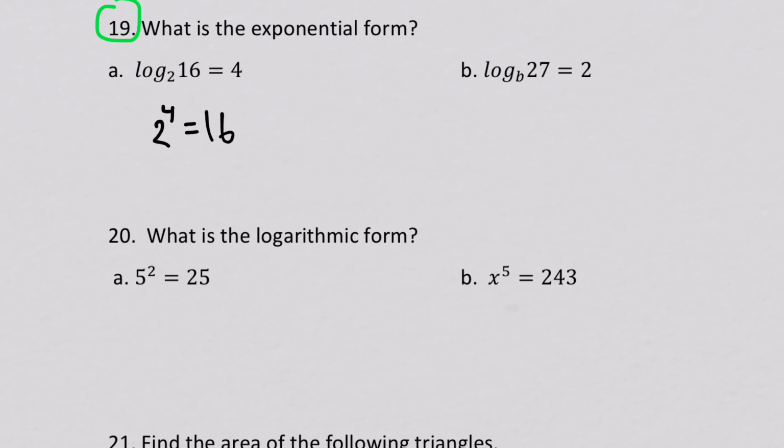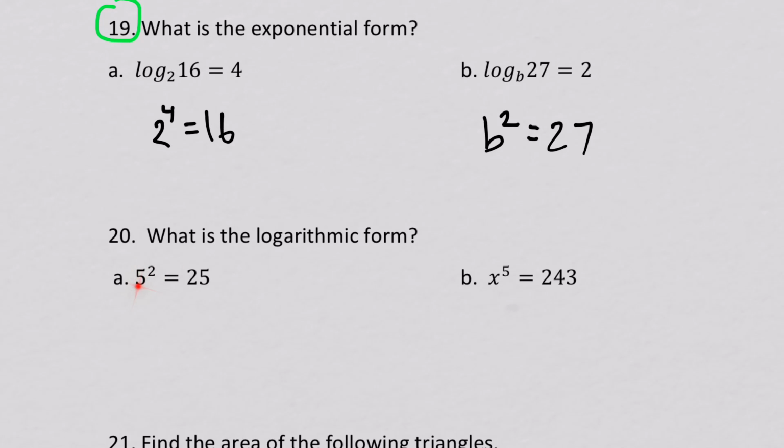All right, let's keep going with b. b is the base, so it's going to be b to the power of what? Not 27, right? You got to split them. b to the power of 2 equals 27. That's exponential. Now for 20, you could do the same thing.